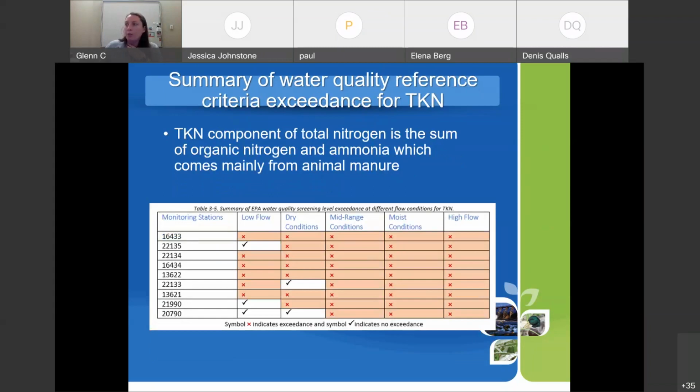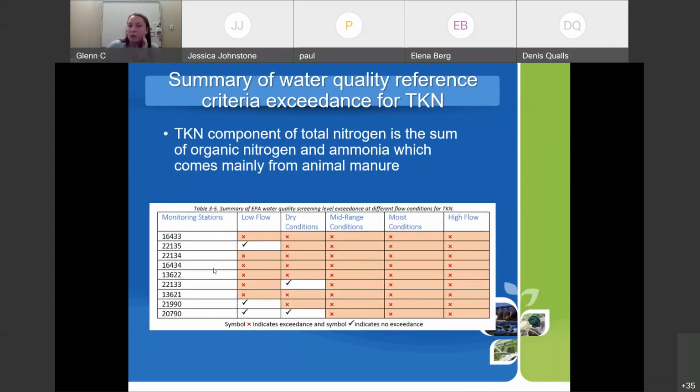And we also opted to voluntarily include the TKN reference criteria, which is from the EPA. And so here's the summary. And again, TKN, that's the component of total nitrogen. So it's your sum of organic nitrogen and ammonia, which comes mainly from animal manure.